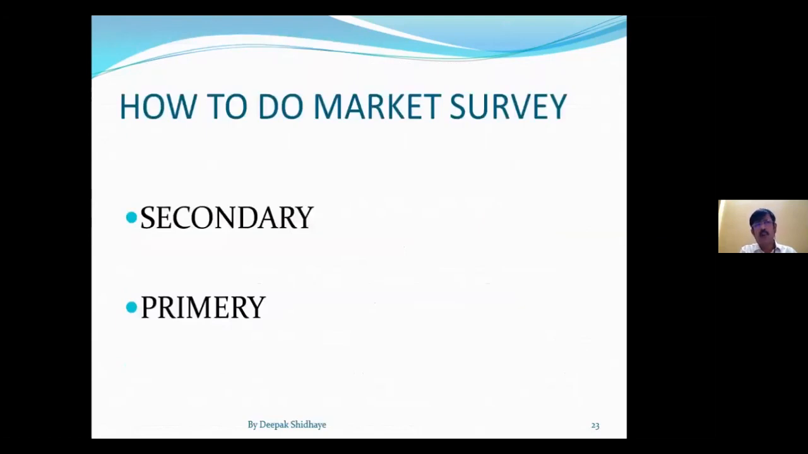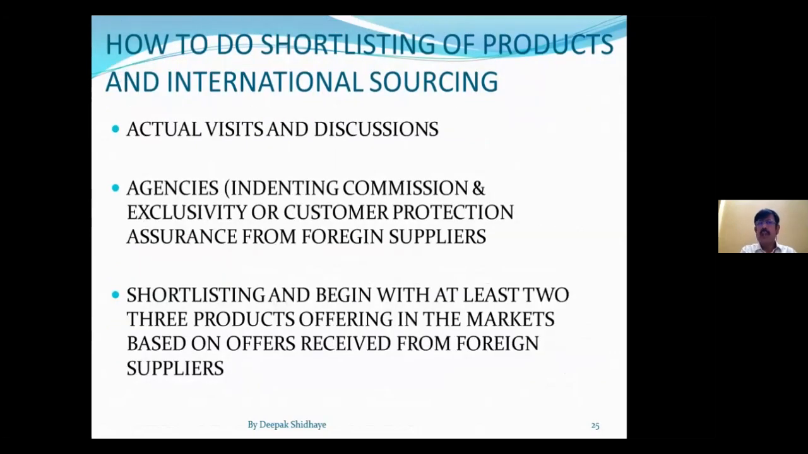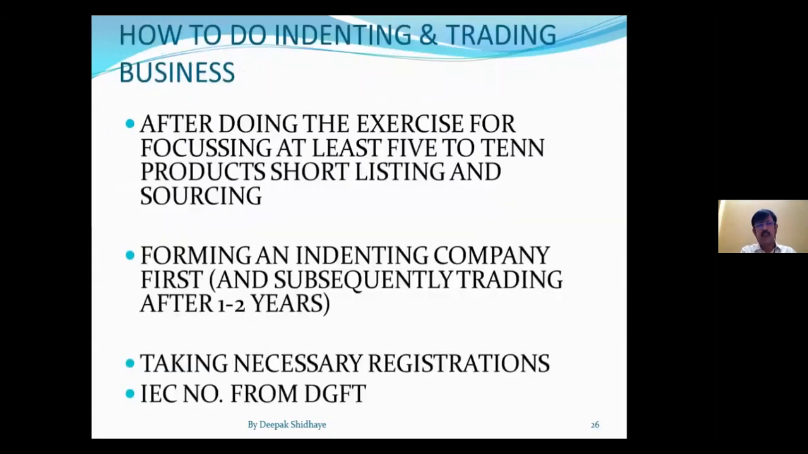So how will this be done? With secondary and primary research in a proper methodical way. You will target 20 products, and research secondary and primary: how many customers you will find, how many suppliers you will find. That will take you through the process. Then an actual visit for primary data collection, and then you make your report. You decide the agency commission from the supplier, shortlist again, and then do the business by making the offer. After doing all this exercise, focus on 5 to 10 products for a year, and form an indenting company. So you go up to that level.